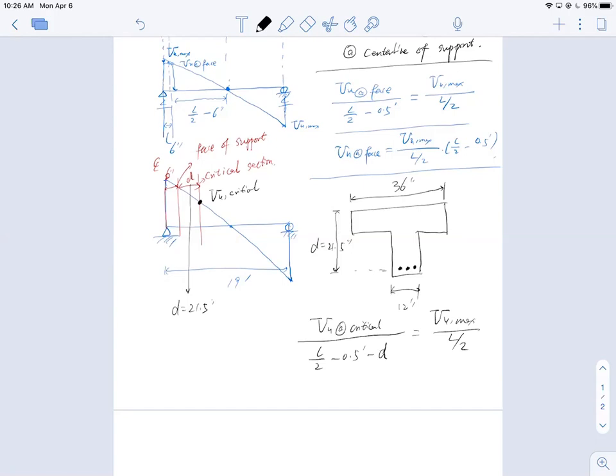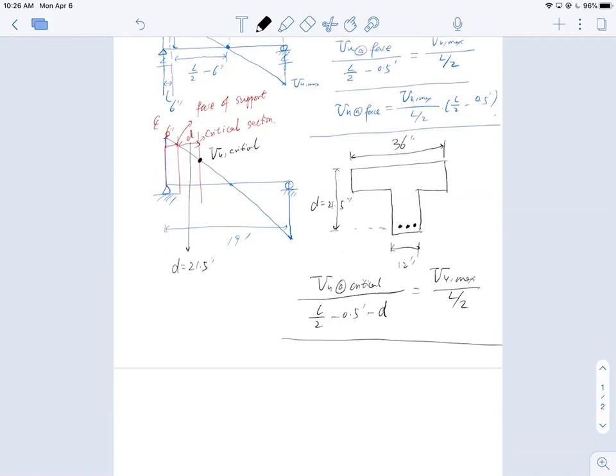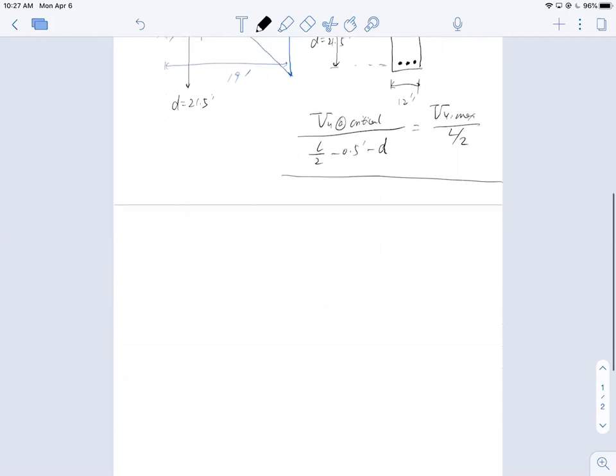Also asking you what is the shear force at midspan? So at midspan right here, VU at midspan equals 0. No shear. All right, so that's problem number 1A. Now, what is problem B?